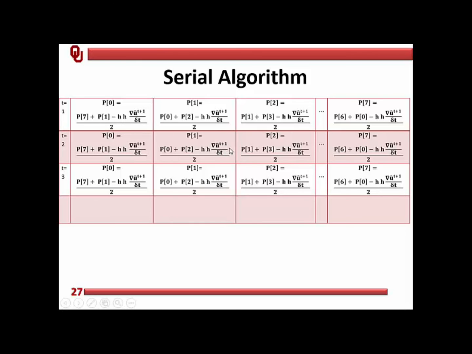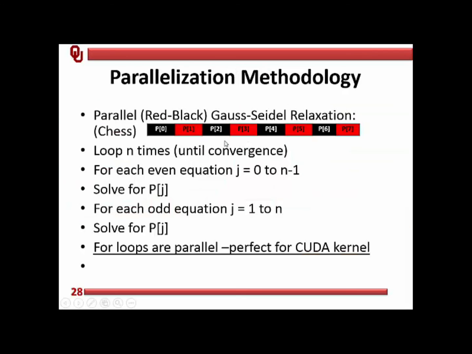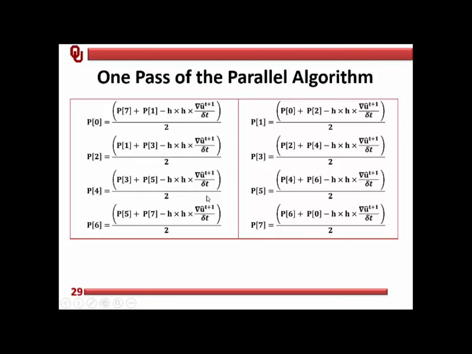To parallelize this, David Cohen with NVIDIA recommended what is called red-black Gauss-Seidel relaxation, like chess. We have odd and even. So for each even equation, solve, and for each odd equation, solve. And this turns it into two different for loops that are independent from each other.